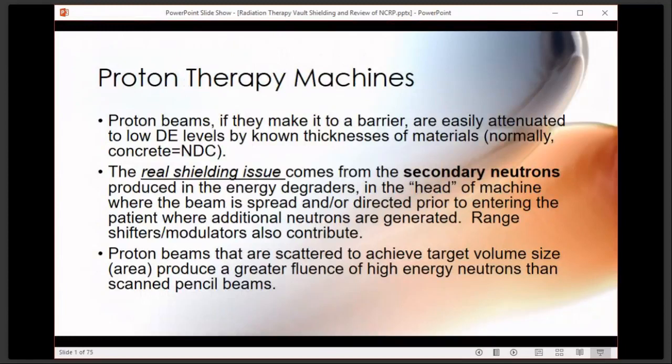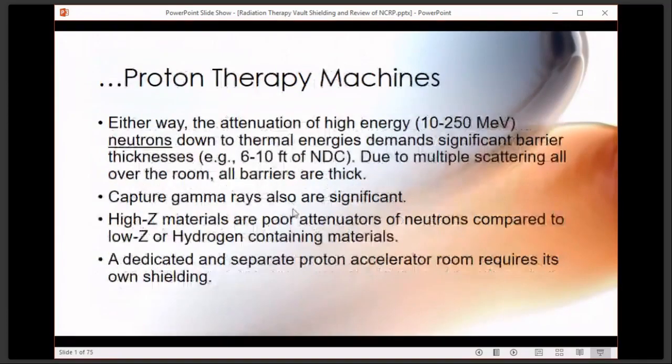And proton machines, I won't say anything because I'm way over my time, but neutrons are what are being shielded for in a proton machine. The protons are easily attenuated and rarely even make it to the barriers. Neutrons are flying all over the place, and they interact with all the walls and pretty much become isotropic in the room. And all barriers have to be shielded with fairly thick amounts of concrete, anywhere from 6 to 10 feet. And it's the neutrons, though, that are the problem.